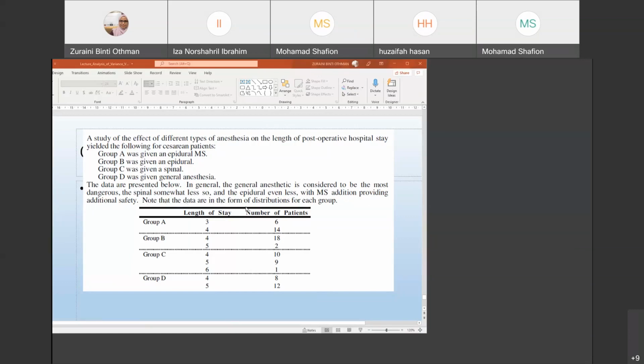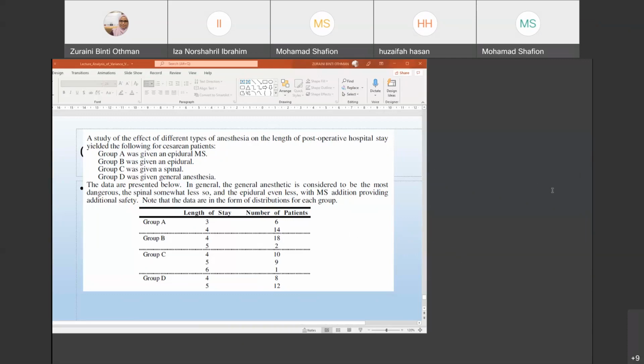And note that the data is in the form of the distribution of each group. Okay, this is unbalanced data, right? We can see here that 6% received group A, and they only stayed for 3 days. And this is for 14 patients. Okay, and here what we are going to study is the effect of different types of anesthesia on the length of post-operative hospital stay.